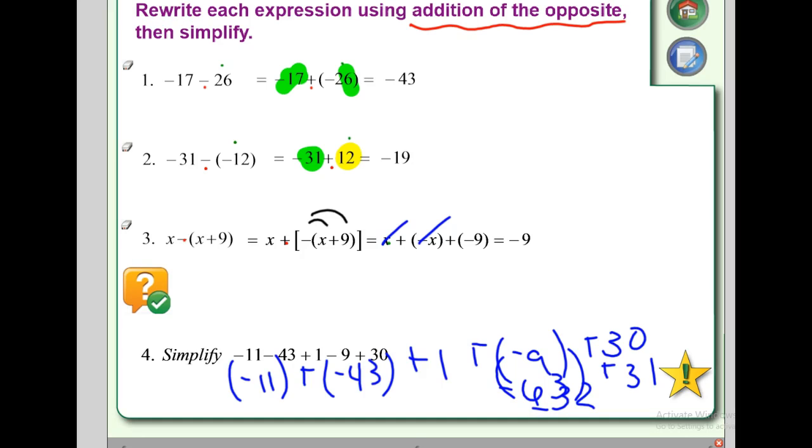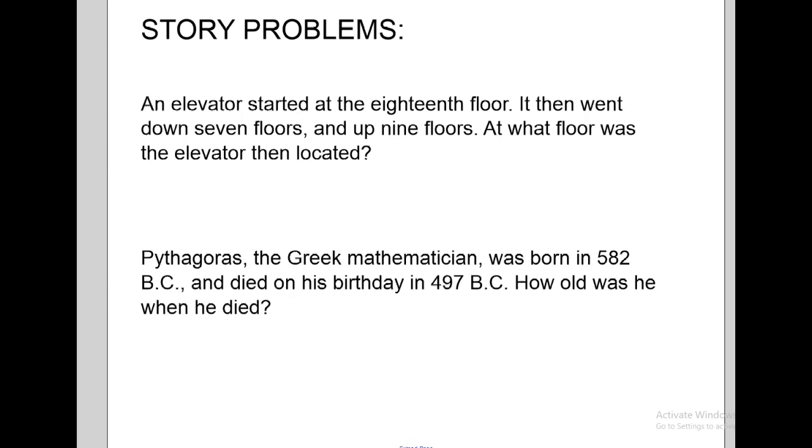Now, let's throw in some story problems here and see what happens. We've got to decide whether numbers are written positively or negatively. It says, an elevator started at the 18th floor. It then went down 7 floors and up 9 floors. At what floor was the elevator then located? So let's get started here. If the elevator started at the 18th floor, is that going to be a positive 18 or a negative 18? Yeah, it's positive 18. We're 18 floors up above the ground level.